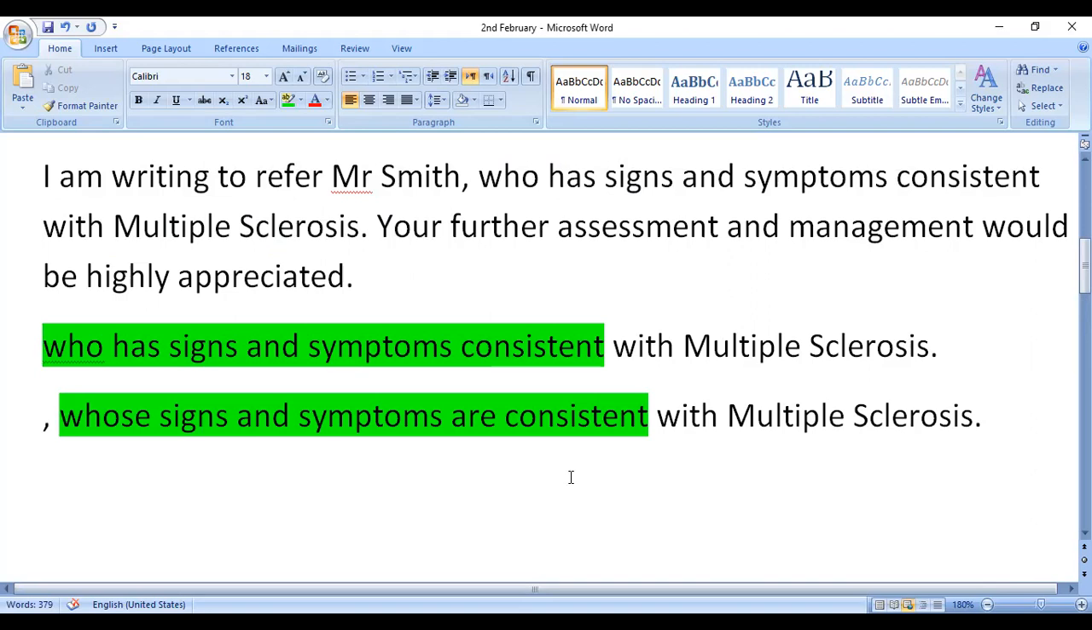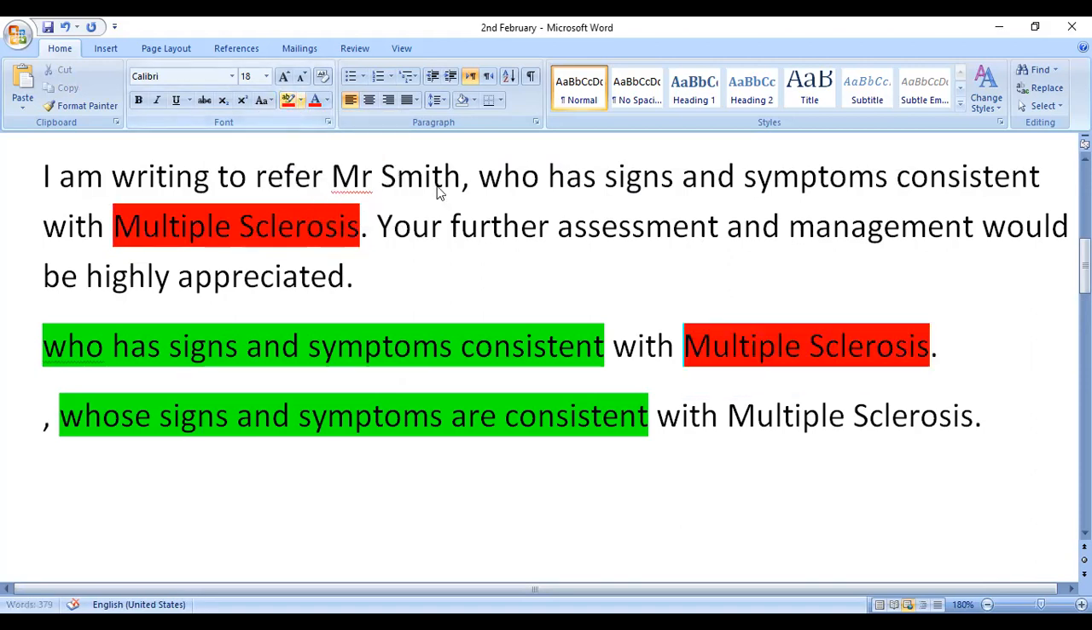And the other mistake is multiple sclerosis. Why is it a mistake? I have told all of you many times why it is wrong. Why is it wrong? Can anybody tell me?